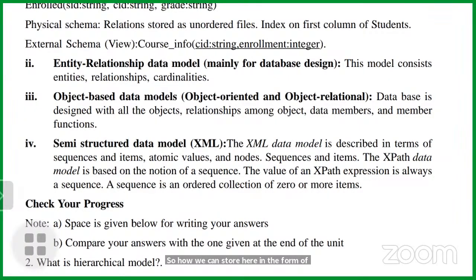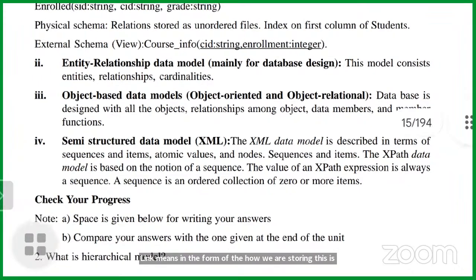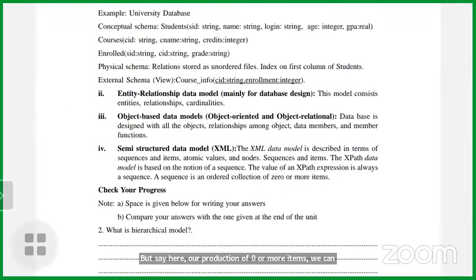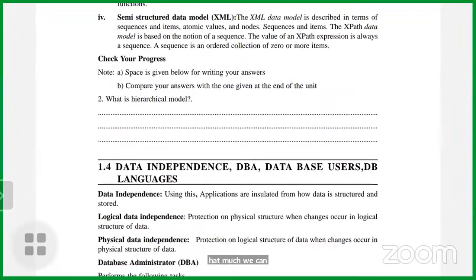The XPath data model is based on the notion of a sequence. The value of an XPath expression is always a sequence. So what it is trying to tell is that we are storing in the form of a sequence. A sequence is nothing but an ordered collection of zero or more items. You can take one element, two elements, three elements, however many elements you want to store, that much you can store in the semi-structured model. So this is about the data model.